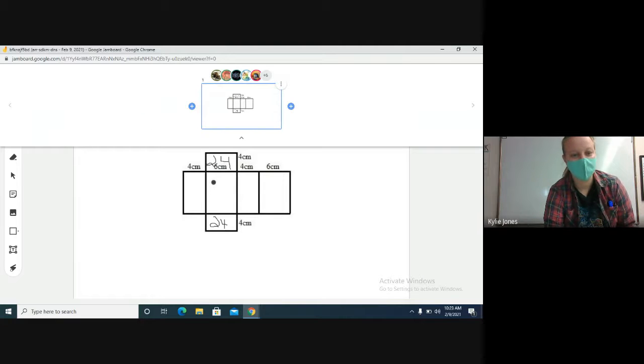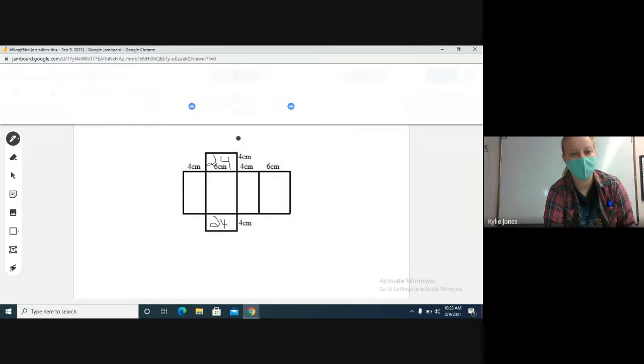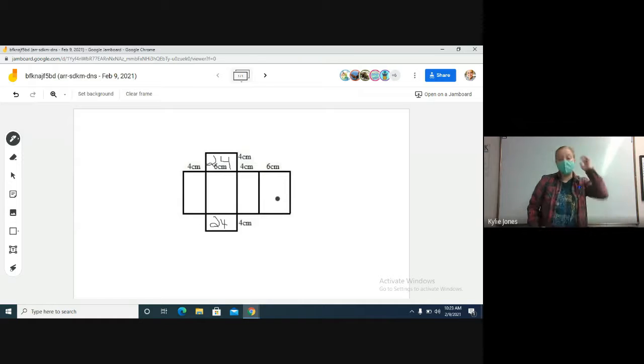We need to find areas of the other 4 that are still left. Let's do this one over here on this side. We have a base right here of 4. How long is this one?